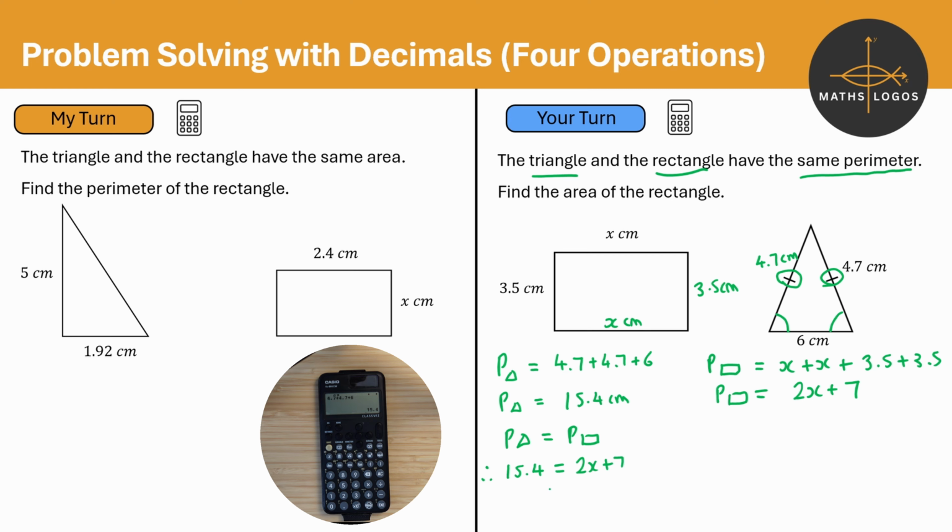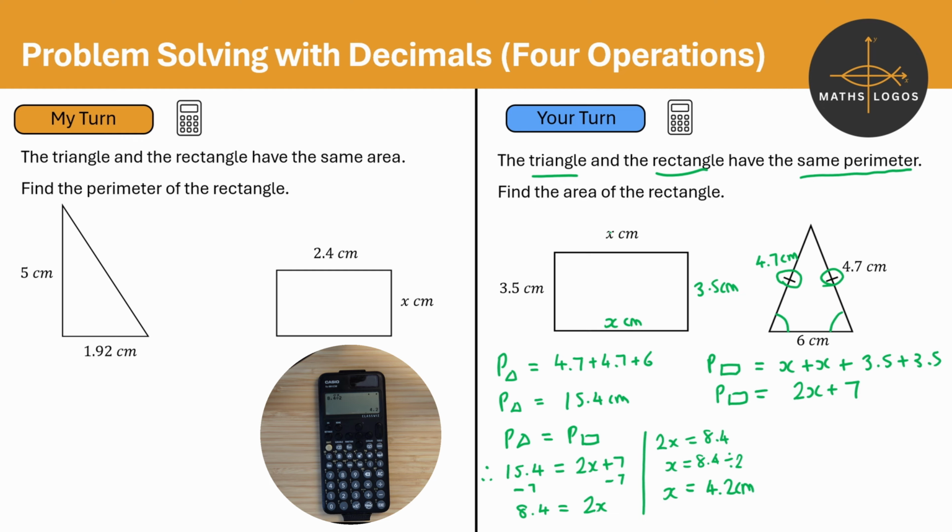I'm going to subtract 7 from both sides to get 2x on its own. So subtract 7. I'll do 15.4 subtract 7. That gives me 8.4. So 8.4 is equal to 2x. And then I would need to divide by 2. So I'm kind of running out of room. Let's do that over here. So 2x is equal to 8.4. So x is equal to 8.4 divided by 2, which is going to be 4.2, but we have our calculator to do that. 4.2 centimeters.